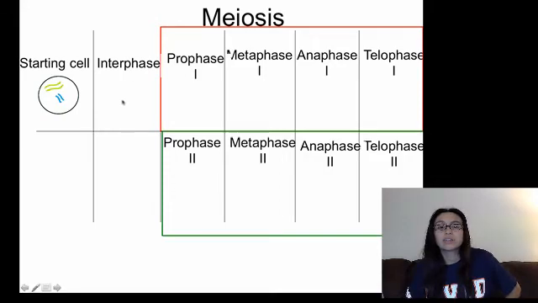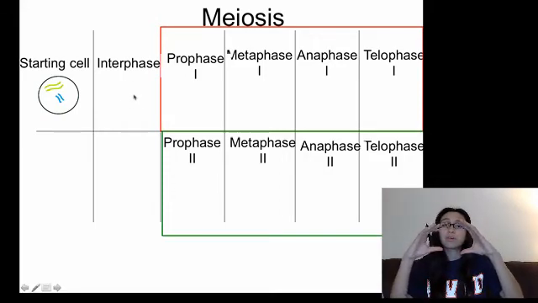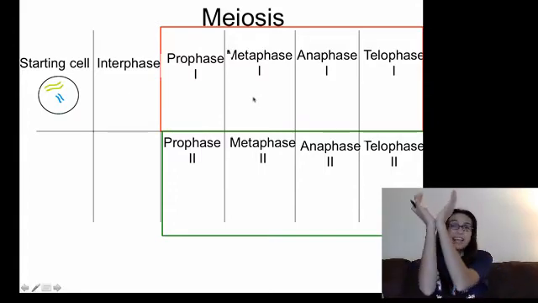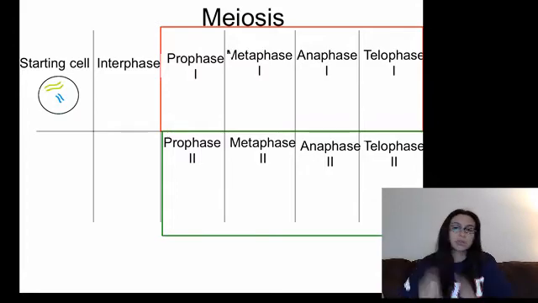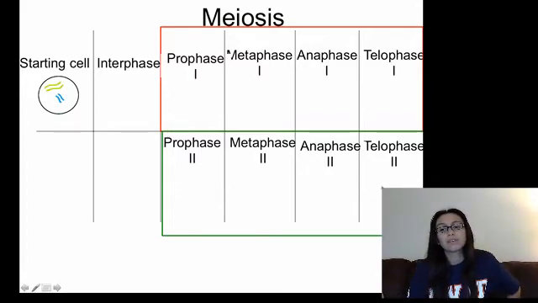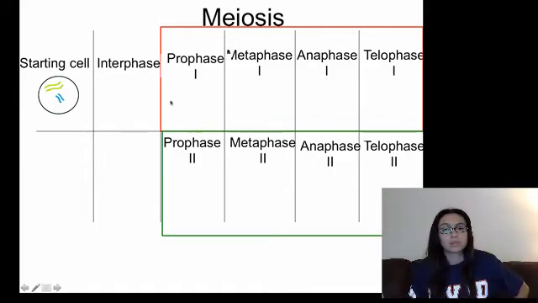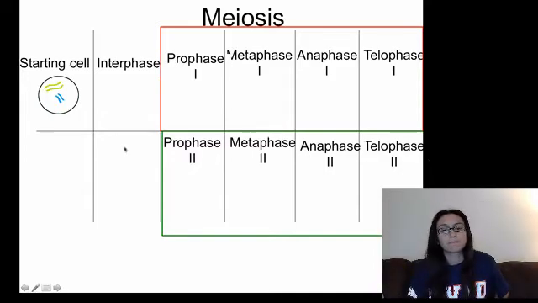Because right here we see there's an interphase. So that means the cell's going to grow bigger and make a copy of every chromosome before it enters into meiosis. So it's going to have sister chromatids, copies of chromosomes. So the last 4 phases are all about separating those sister chromatids from each other. Okay, first 4 separate homologous pairs. The second 4 phases are about separating copies, sister chromatids, from each other.